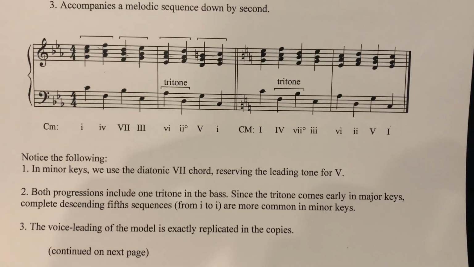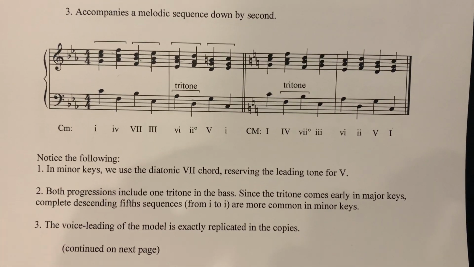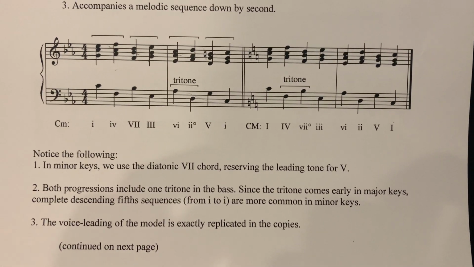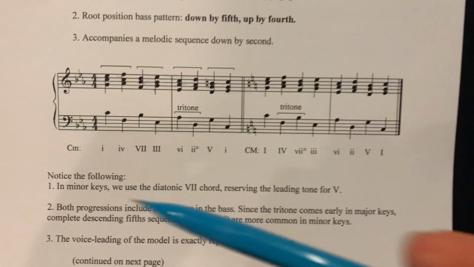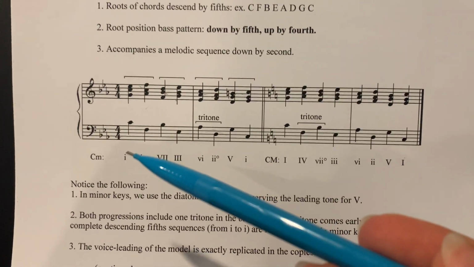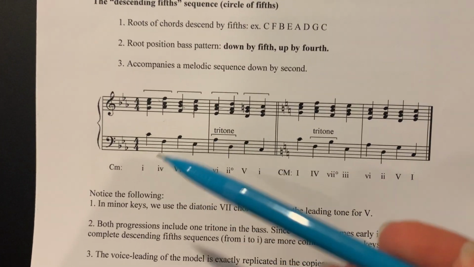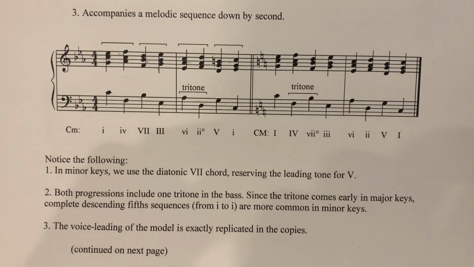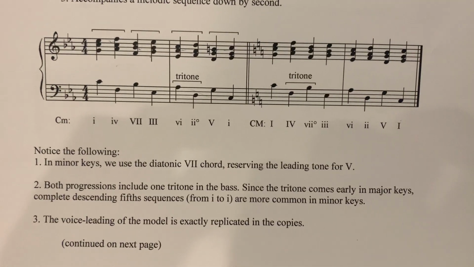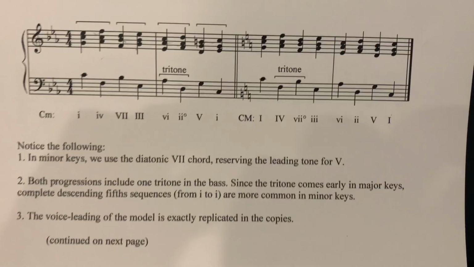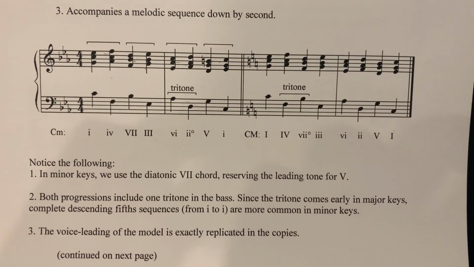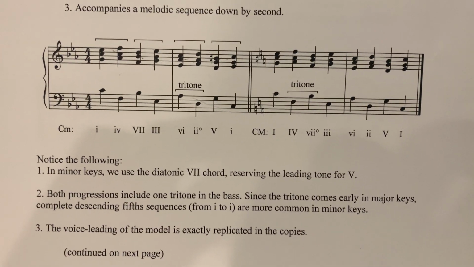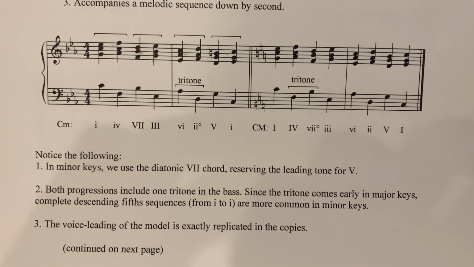Now notice the following thing. In minor keys, and this is the first one I have up here, we use the diatonic 7 chord. I've put Roman numerals here, but as we'll find out, a lot of times we don't need to use Roman numerals in the middle of the sequence because you have a suspension of functional harmony. But this is what it would look like. And in minor, you actually use the diatonic 7, and you don't use the leading tone until you get to 5. Now also notice that both progressions use one tritone in the bass.